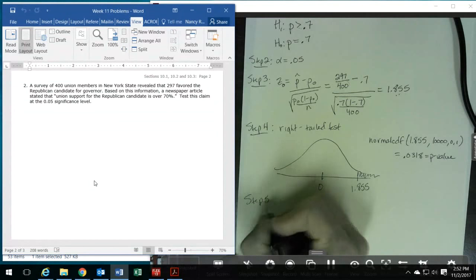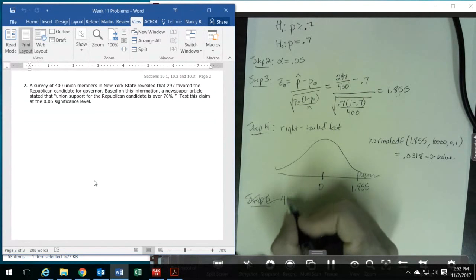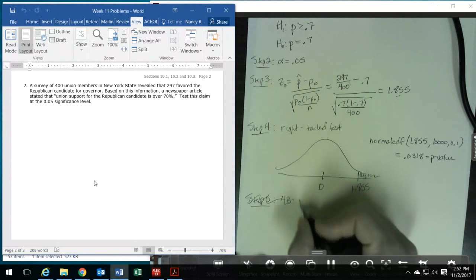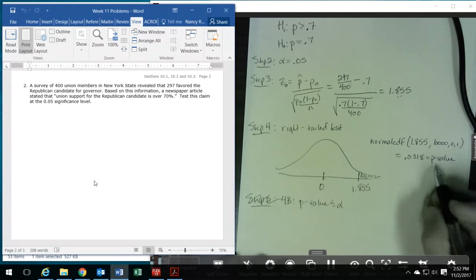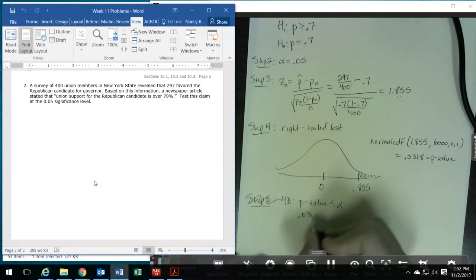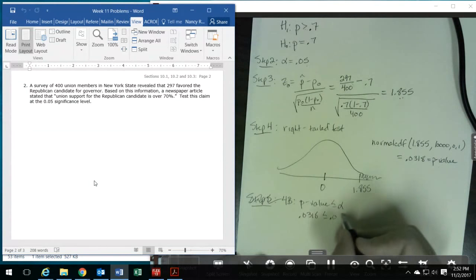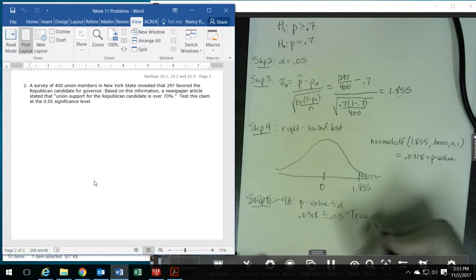Okay, for step 5, oops, not step 5 yet, sorry, step 4b, I'm going to compare my p-value to my alpha. So I'm going to use this inequality. I'm going to put my p-value here and my alpha on the other side. My alpha was 0.05. Okay, for this one, when I look at this statement, this is actually true because 0.0318 is less than 0.05. So that means I'm going to have positive conclusions.